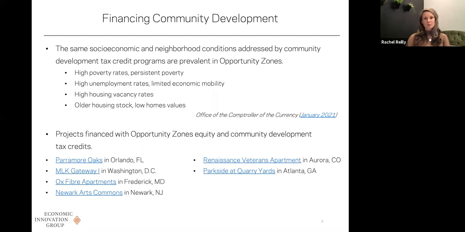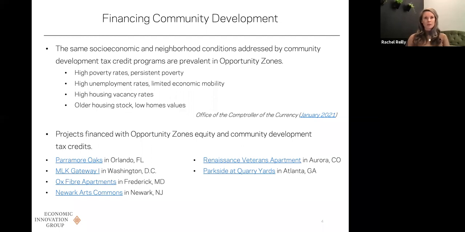And as we've noted at the top there, there's a significant overlap in the goals of these programs and the conditions that exist in opportunity zones. So we mentioned a recent newsletter from the OCC, which highlighted opportunity zone investments where financial institutions have been engaged. And some of those neighborhood conditions are listed in that newsletter. So again, plug that newsletter, definitely take a look at that.